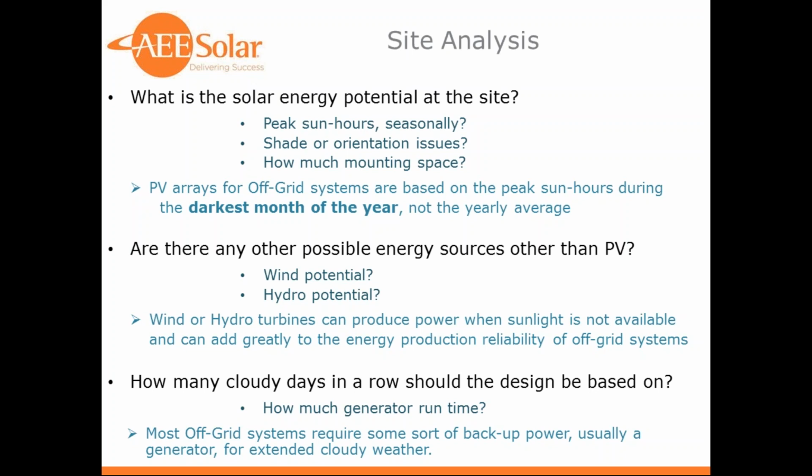Wind and hydro turbines can produce power when sunlight's not there, so they can really improve the energy production reliability of an off-grid system. It's really a great addition. Very often when the sun is not shining, the wind is blowing, or the water is flowing, and if we can capture that energy, we can smooth out our production curve, and we can have a much more reliable system.